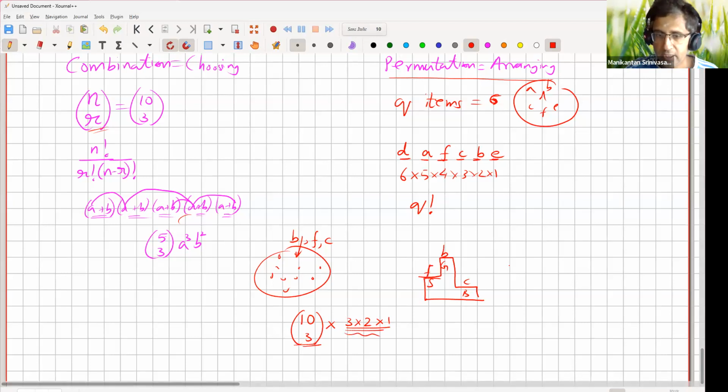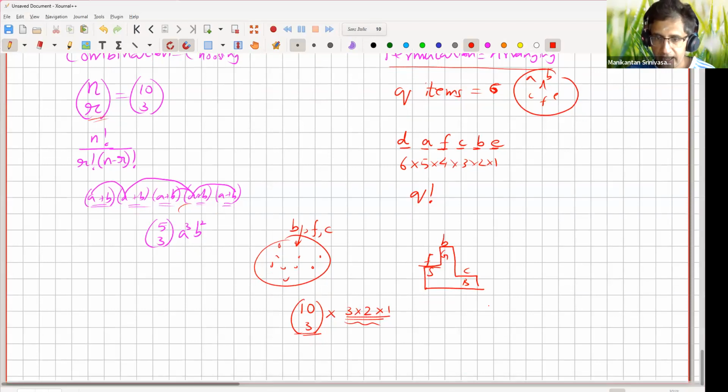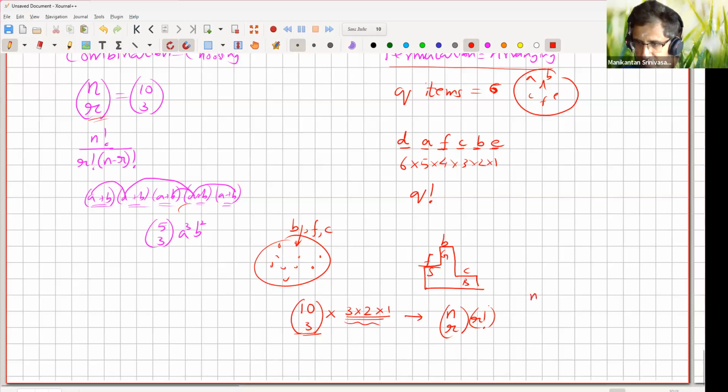So in other words, it's n choose R times R factorial. So in generalizing, this is n choose R times R factorial. But it'll simplify, right? So n choose R would be just n factorial by R factorial into n minus R factorial. And we multiply by the R factorial, which gets cancelled. So it's just n factorial by n minus R factorial. For example, in the 10 choose 3 case, it'll become 10 factorial by 7 factorial, since 10 minus 3 is 7, which is 10 into 9 into 8.